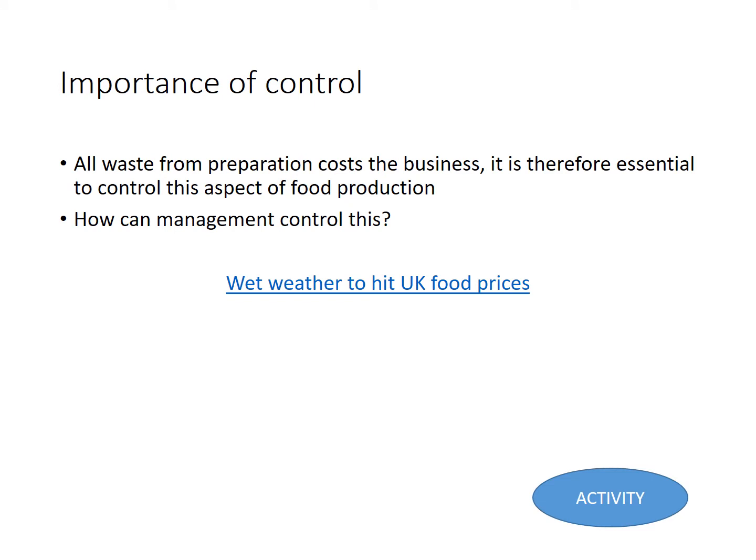Importance of control. All waste from preparation costs the business. It is therefore essential to control this aspect of food production. And again, it's so important to make sure that you're not cutting off too much of the onion. How many layers of the onion are you cutting off? You're cutting the top and the bottom, and then just one layer of the onion. If you cut 2 layers of the onion, then you're losing your edible portion, and then you're adding more cost onto your overall cost of the onions.